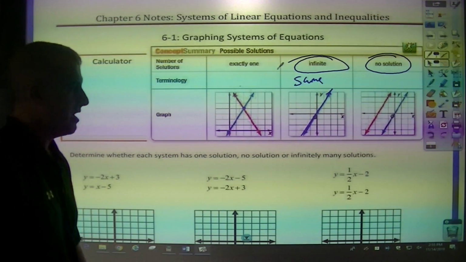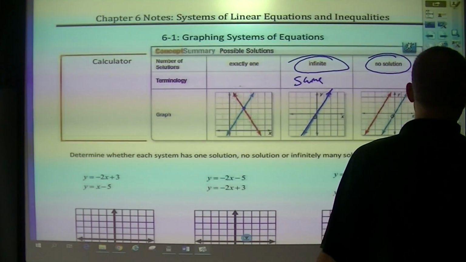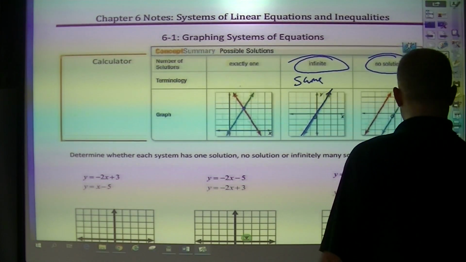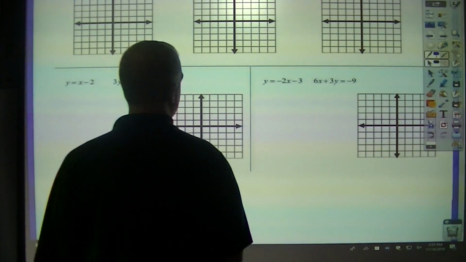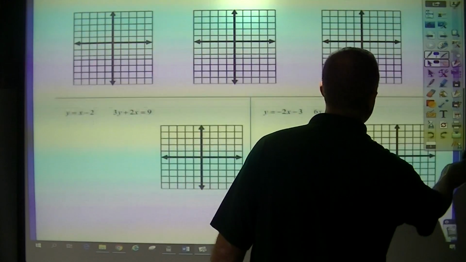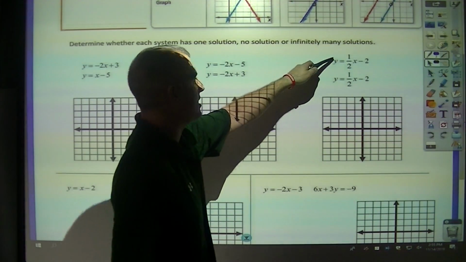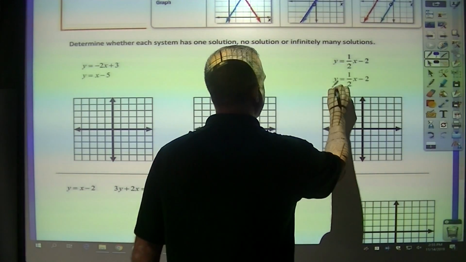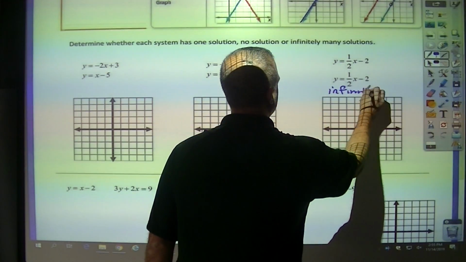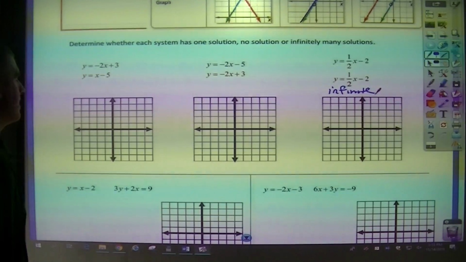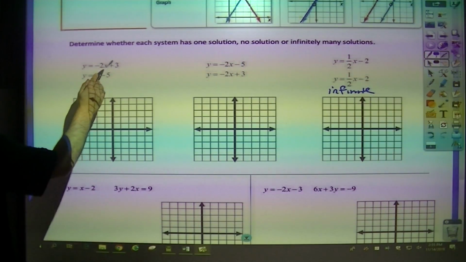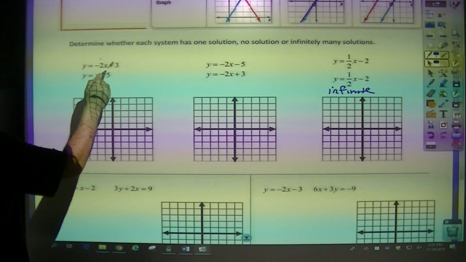is infinite. All right, I'm going to show you how to do this in the calculator and by hand. You have to be able to do both, okay? Now real quick, if you look over here, if you see that these two are the same, we automatically know that that's an infinite solution, okay? All right? Now, for this one, what I want to do is make sure it's in y equals.